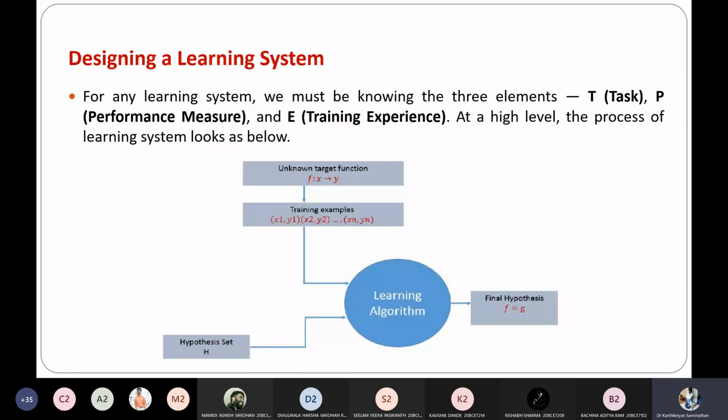So this target function f is nothing but x tends to y. For the training examples, different scenarios are given: x1, y1, x2, y2, up to xn, yn. Now the sample hypothesis set H is given to the learning algorithm. Finally, the final hypothesis is generated, right?